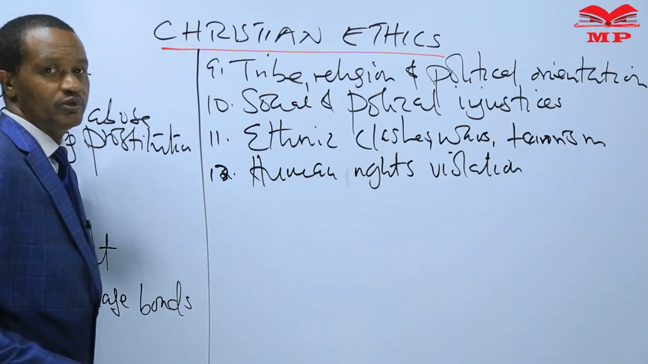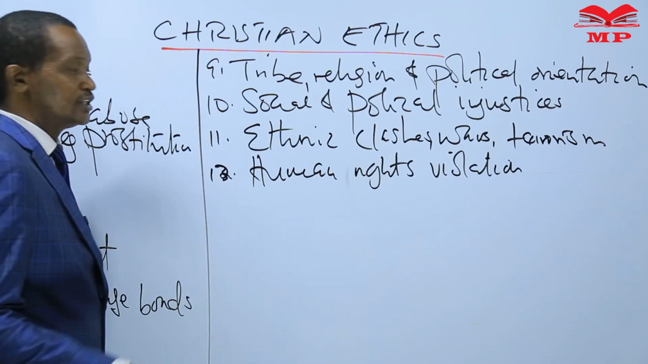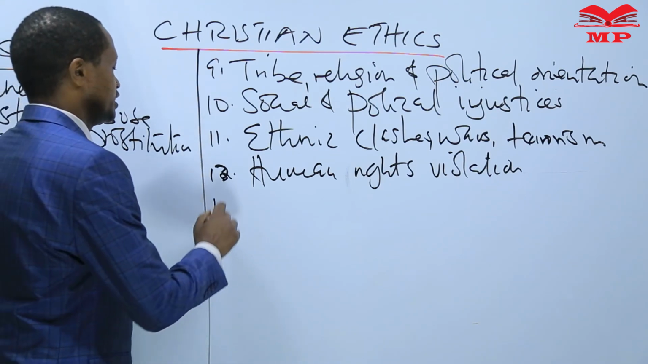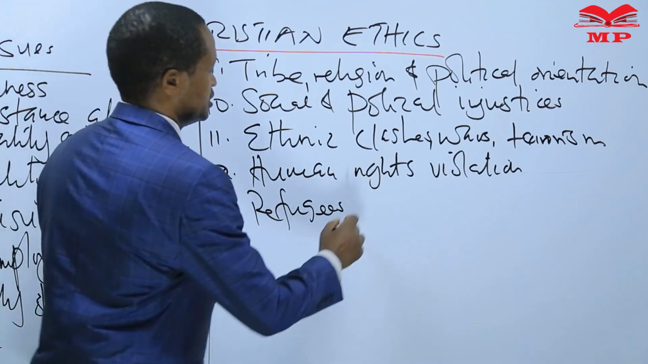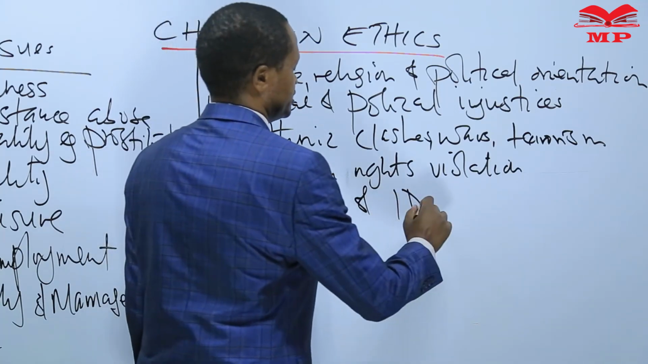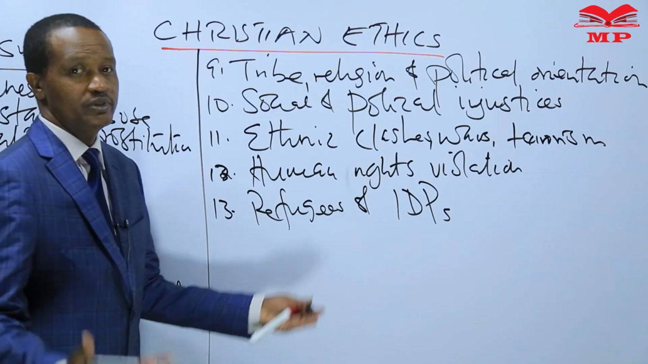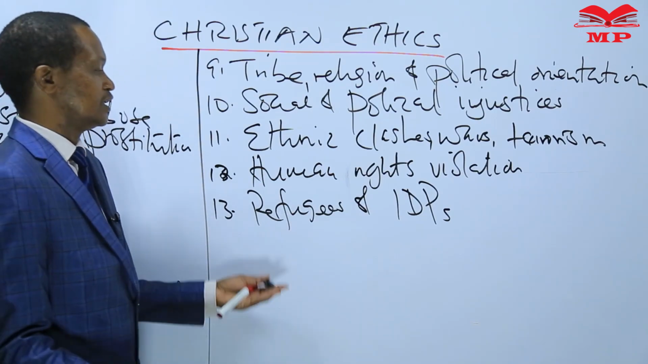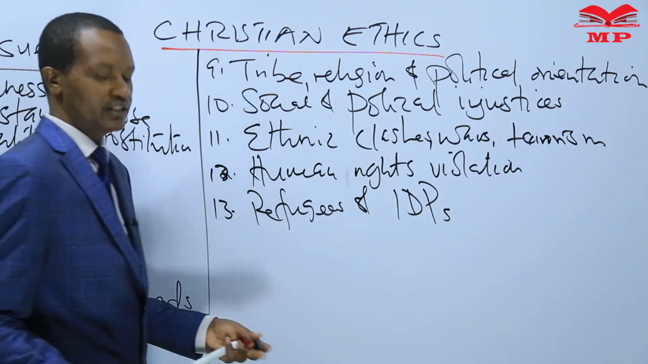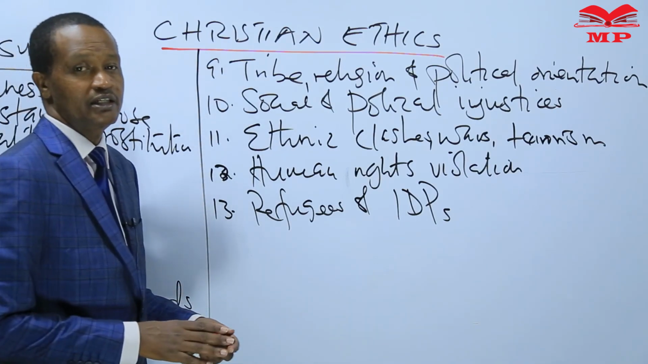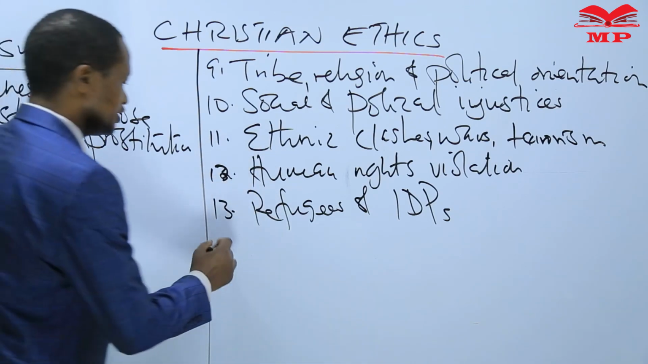Number 13, we have the problem of refugees and IDPs, internally displaced persons. There are people who are displaced within their country. There are refugees who are coming from other countries, bringing pressure and instability in different countries. So these are issues. I can mention bribery and corruption.